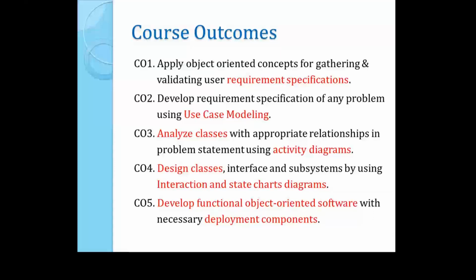So your course outcomes, that is your syllabus, are grouped according to the different phases of software development. First, CO1 is applying object-oriented concepts for gathering and validating user requirements. When you see the syllabus, the first unit will focus on how to identify the requirements from the end user, and defining the requirements in a special document which is called SRS. And the second unit is going to focus on diagrams, which is the development of use case modeling.